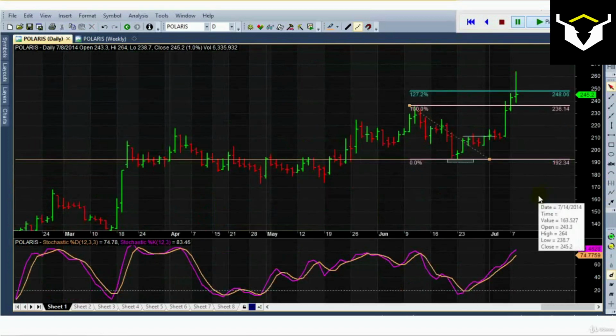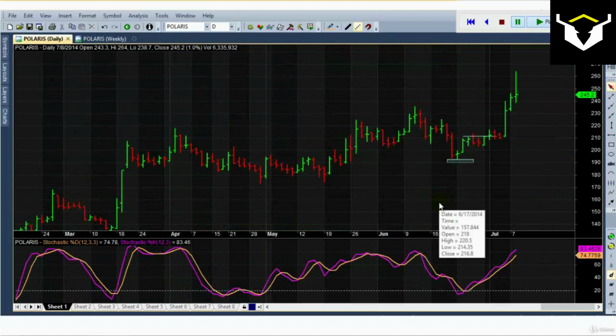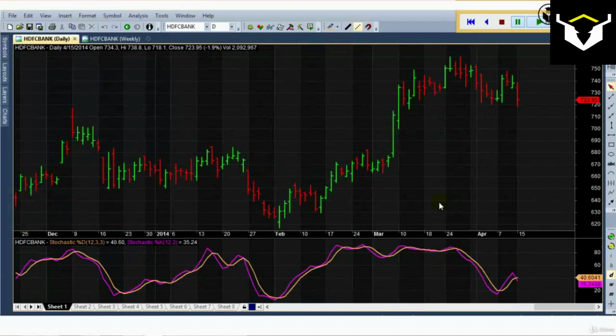So isn't that a powerful method? You had a tight time and price cluster to make a low, and prices obeyed that cluster, made a low exactly in that range, and changed their direction and gave you a successful trade. Let's go ahead and take a look at another example.